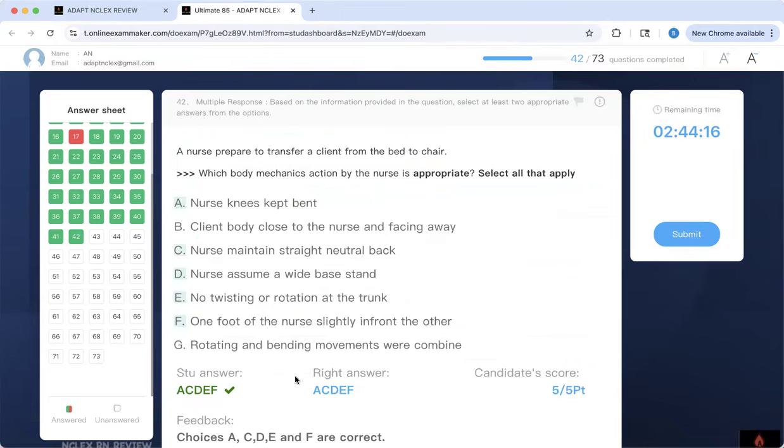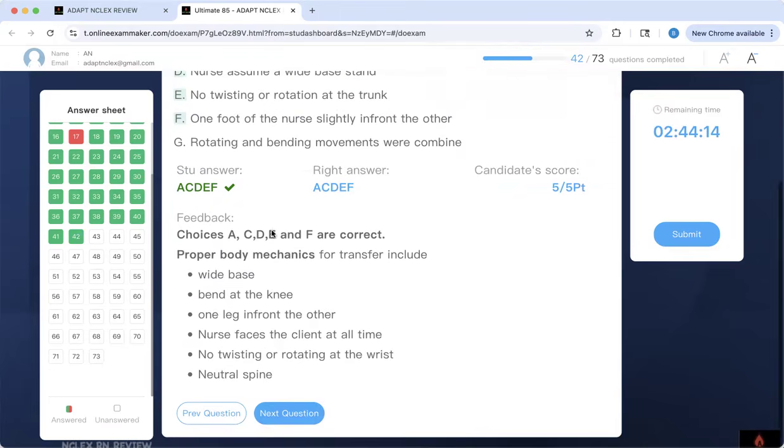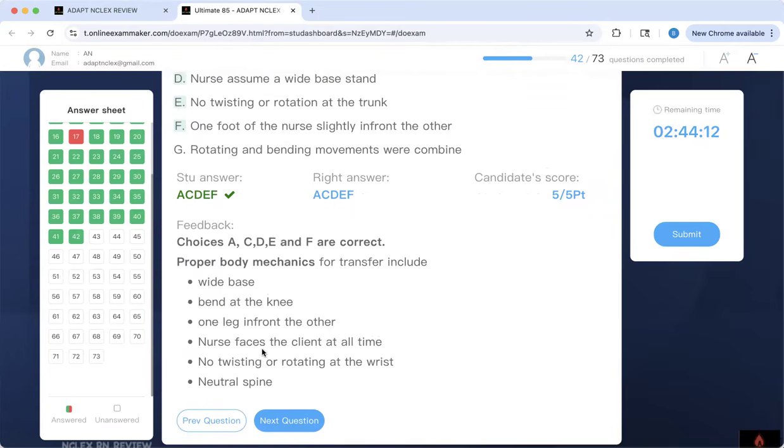This is what you should know. You can take a picture, but this is the best way, proper body mechanics in transfer. Wide base, bend at the knee, one leg in front of the other, nurse faces the client at all times, no twisting or rotation at the waist, and neutral position is always the best way.